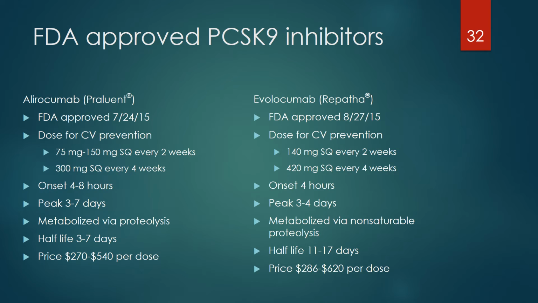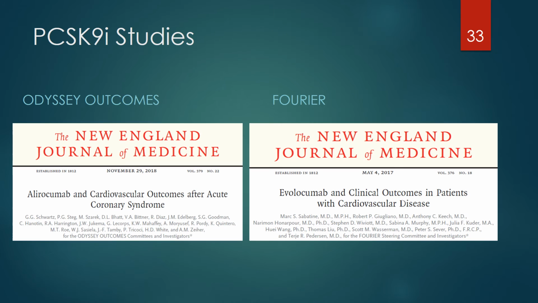Initial onset is similar, 4 hours for both of them. They both peak about the same time. They're both metabolized by proteolysis, and they have somewhat similar half-lives. I guess the evolocumab is a little longer, 11 days, versus the alirocumab. Price is pretty similar. Obviously, they have to be competitive with one another, so price per dose is pretty close.